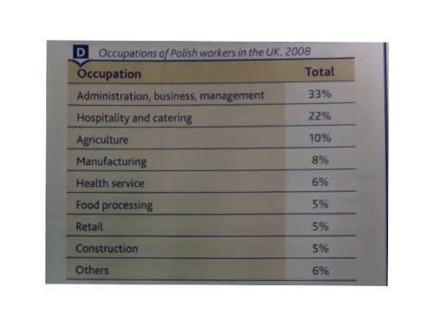So what kind of jobs do the Polish people do when they're actually in the UK? Well, this data is taken from 2008, and as you can see, the most popular job is in administration, business and management with 33%. Other popular things, hospitality and catering, farming, down at number 3, agriculture, 10%, manufacturing, so working in factories and so on, 8%, working in the health service, 6%, food processing, 5%, in retail, so in shops and so on, 5%, in construction, so building things, 5%, and then 6% of Polish people are doing other jobs other than those things.